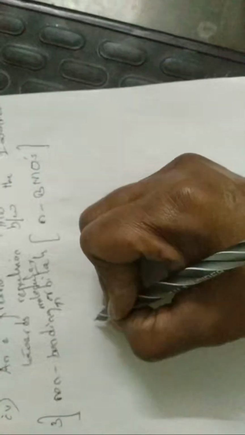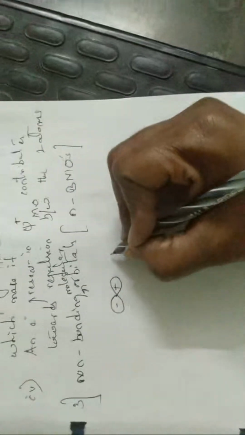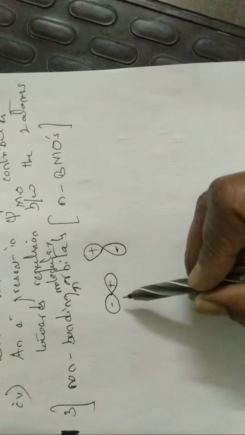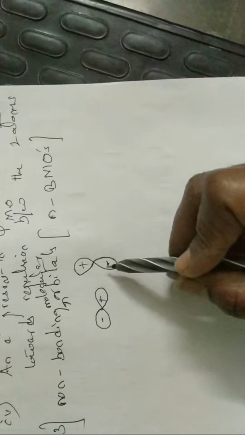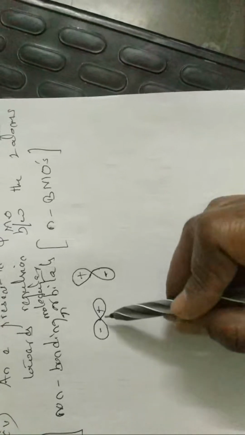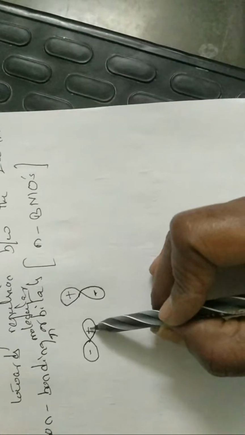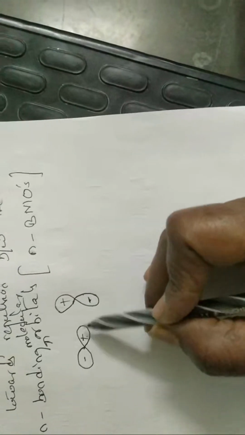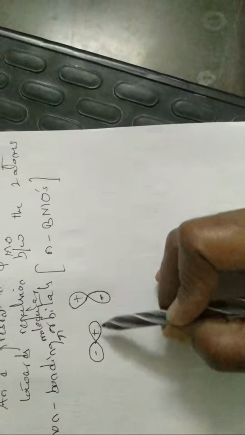Non-bonding molecular orbitals, we will see here. I'll show you like this: plus minus. It means when two wave functions of two atomic orbitals do not overlap at all, some positive overlapping is counteracted by negative overlapping.